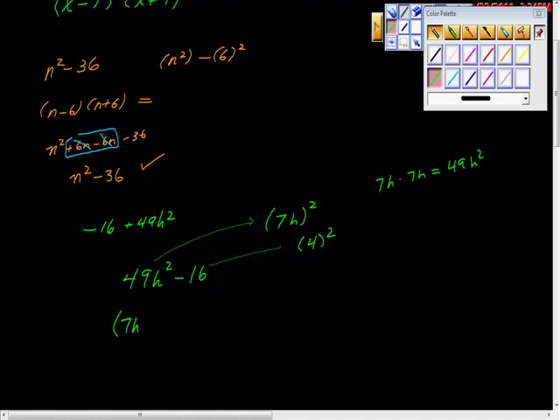Do you want to do plus or minus first? I'll take the plus first, it doesn't matter. 7h plus 4 times 7h minus 4. Check it by FOIL. 7h times 7h we know is 49h squared. 7h times negative 4 is negative 28h. 4 times 7h is positive 28h. They cancel out, and positive 4 times negative 4 is negative 16. Give us a check mark there.